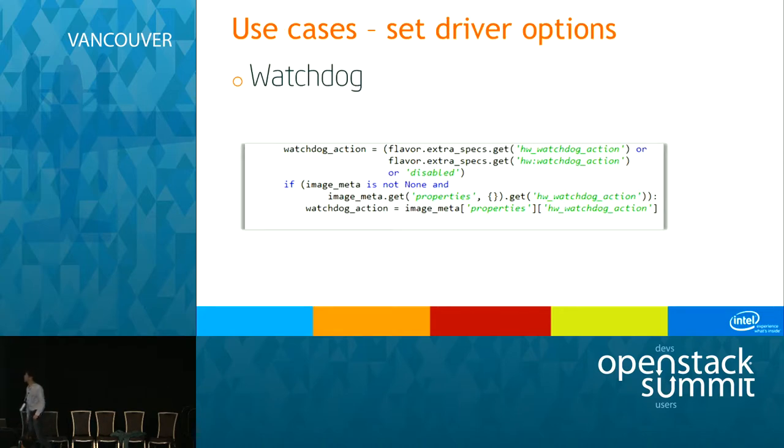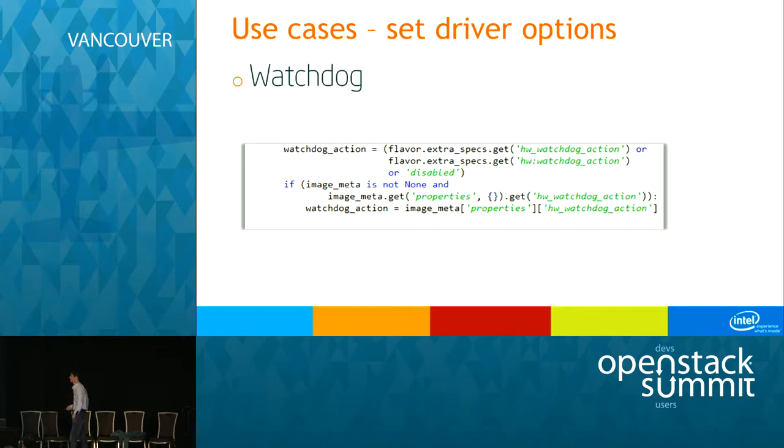Here is a concrete example. The first use case is the watchdog. Watchdog is a feature you can use to control some behaviors of the guest. Watchdog keeps an eye on these guests and will carry out some specified actions when the server hangs. These actions include powering off the instance and pausing the instance.